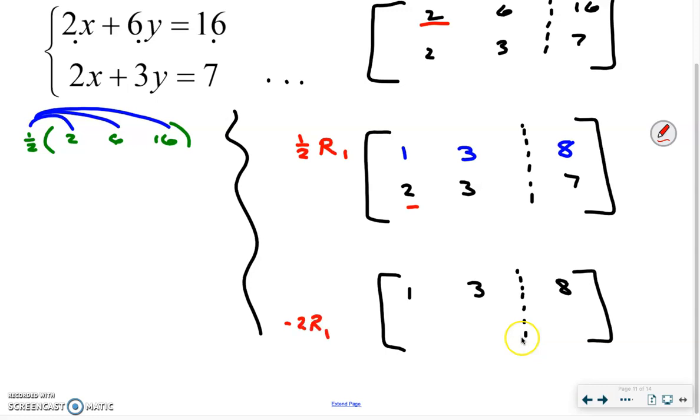So -2 times row 1 plus row 2. Is that what you were saying, Abby? For the most part? No? Okay. We'll pretend that's exactly what you're saying. Yep, perfect. Nailed it.